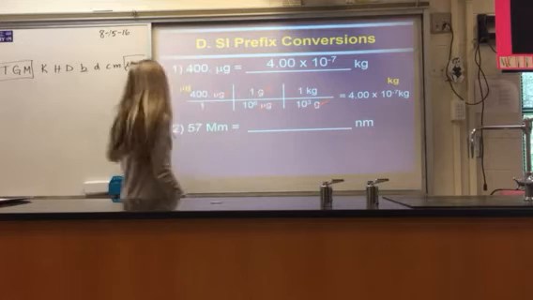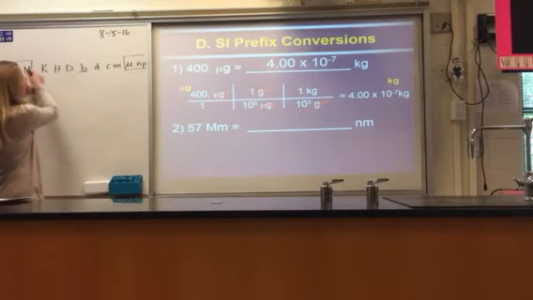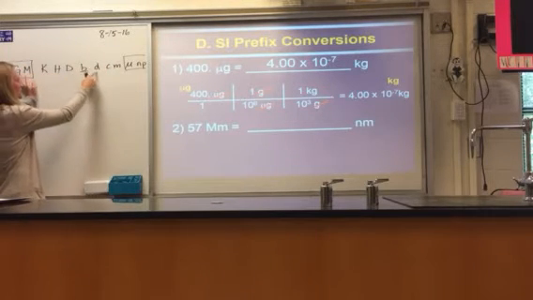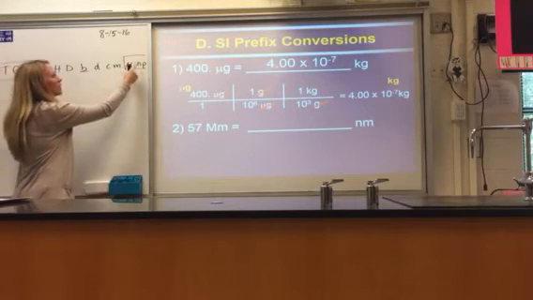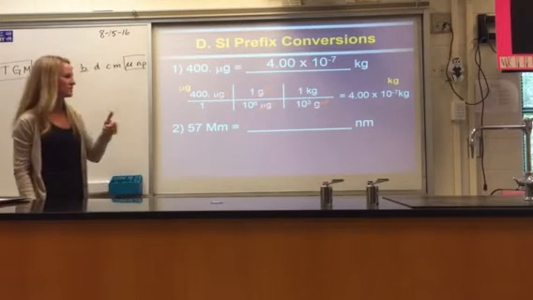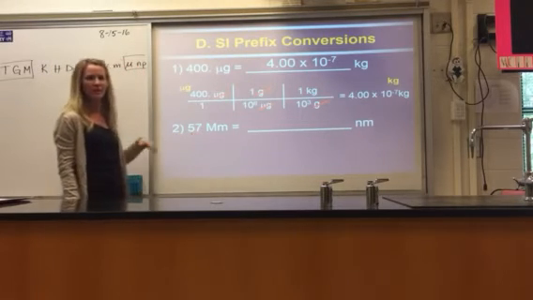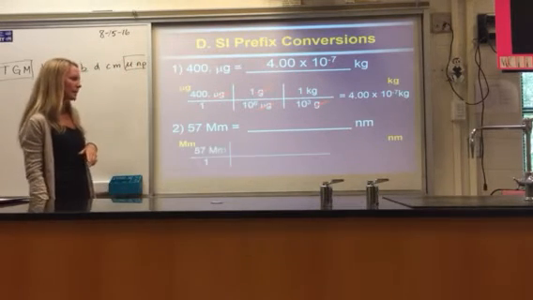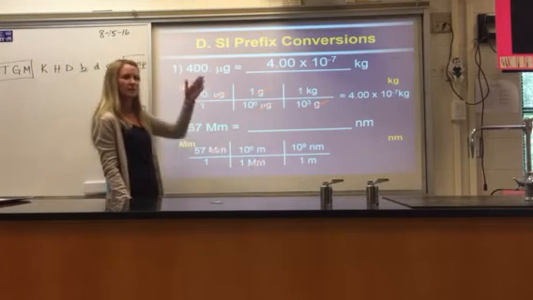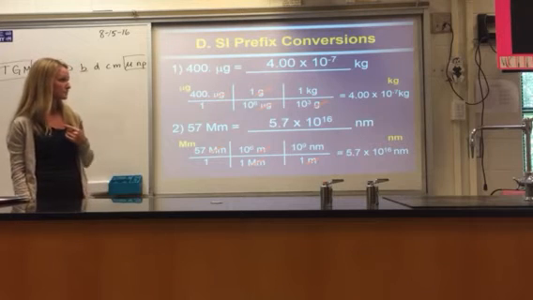Megameters to nanometers. So now we're going from mega all the way over here to nano. Some people like to go to the base unit and then over, or you can say 1, 2, 3, 4, 5, 6, 7, 8, 9, 10, 11, 12, 13, 14, 15. So there are 10 to the 15th nanometers in a megameter, which would mean this is 5.7 times 10 to the 15th. But again, that's improper scientific notation. 57 times 10 to the 15th. If you correct it, 5.7 times 10 to the 16th nanometers.